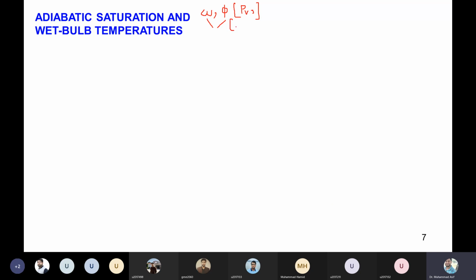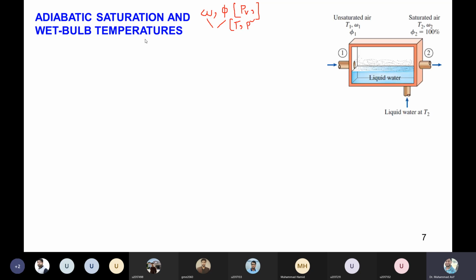What is the directly measurable property? Temperature, right? Temperature and atmospheric pressure, which is also called P. I mean, P is already known to us. We know what atmospheric pressure is. So basically, we want to convert omega and phi in terms of temperature only, right? So that's the objective of this adiabatic saturation and wet bulb temperature.